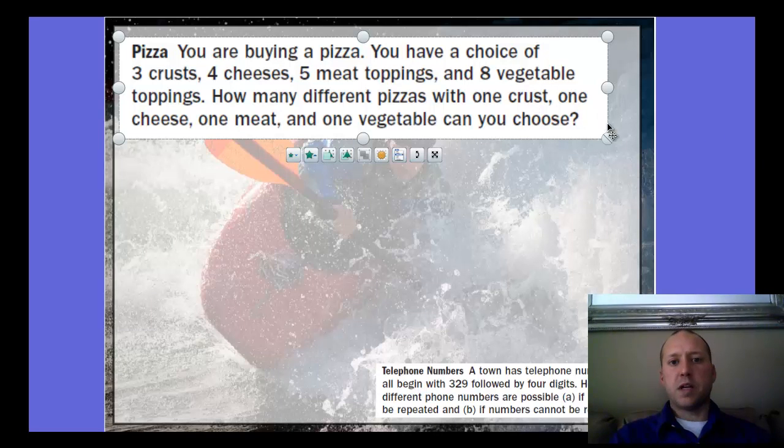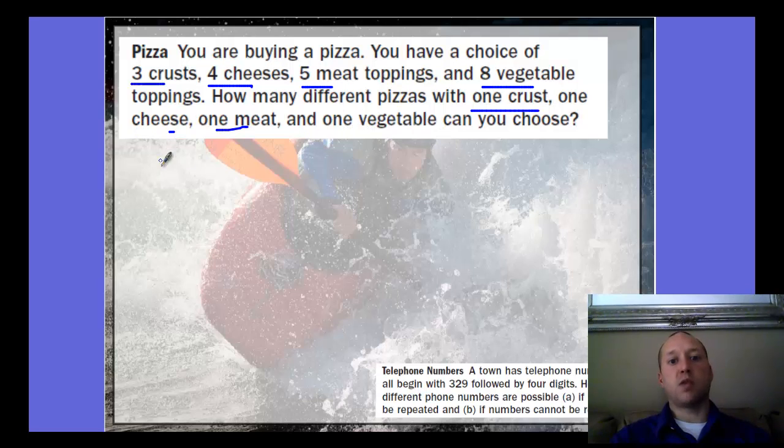Some examples here. If you're buying a pizza and you have some choices, you have 3 crusts, 4 different cheeses, 5 different meats, and 8 vegetables. How many different pizzas with 1 crust, 1 cheese, 1 meat, and 1 veggie could you actually create? You can choose one of the 3 crusts, one of the 4 cheeses, one of the 5 meats, and one of the 8 vegetable toppings. Multiply those together, and you would be using counting principles to figure out how many ways that can occur. You have 4 times 5, 20, 20 times 8, 160, 160 times 3 would be 480.